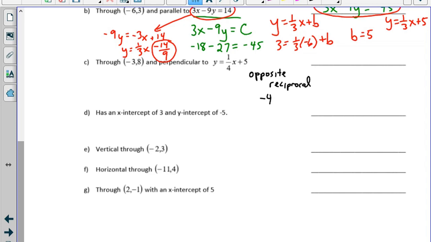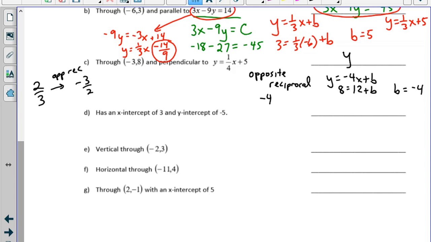Just another quick example on the side. Let's say I had 2/3. The opposite reciprocal of 2/3 is -3/2. So I change the positive or negative value, and then I flip the numerator and denominator. So I'm going to have y equals -4x plus some y-intercept. I substitute in -3 and 8. So I have 8 equals 12 plus b, subtract 12, and I get b equals -4. So I end up with y equals -4x minus 4.